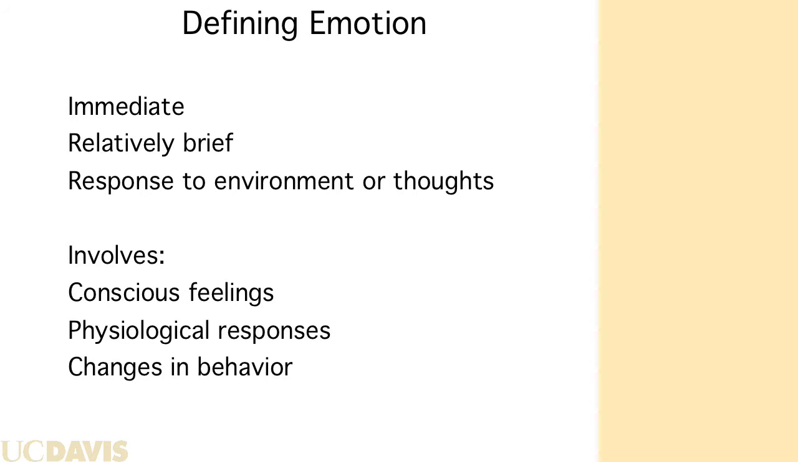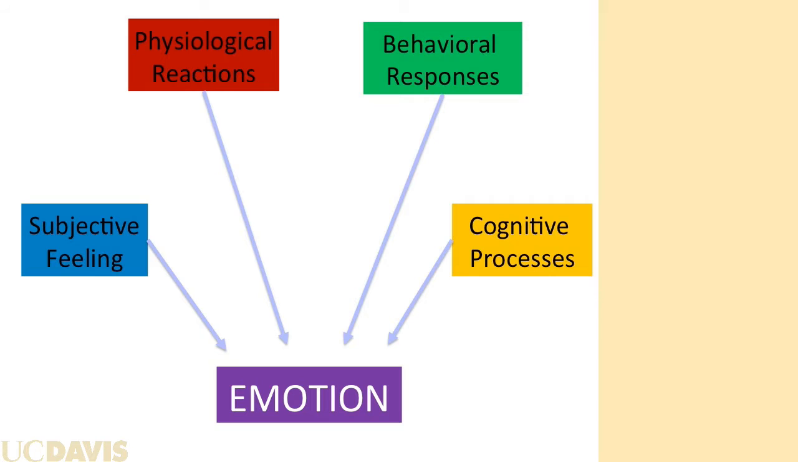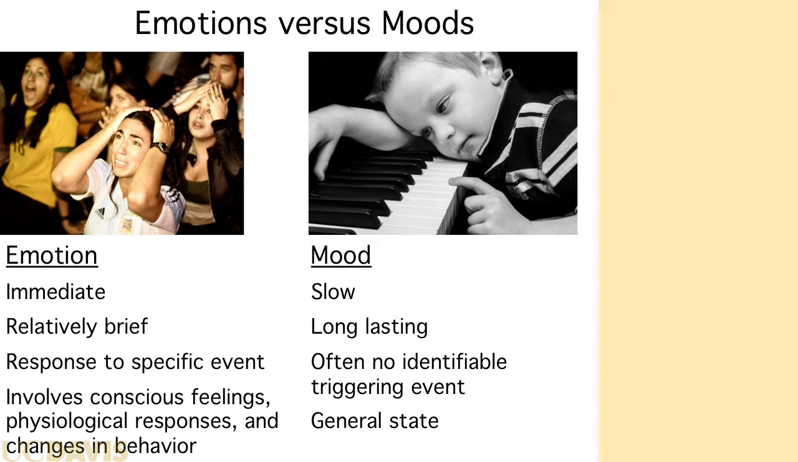Many psychologists also think that cognitive processes play a central role in emotion. It's important to differentiate between emotions and moods. Whereas emotions are immediate and brief, moods change slowly and last for a long time. And whereas emotions are always responses to a specific event, moods often arise for no obvious reason. Sometimes you can identify the cause of a mood, but not always. Finally, emotions involve conscious feelings, physiological responses, and changes in behavior, whereas moods are a more general state.